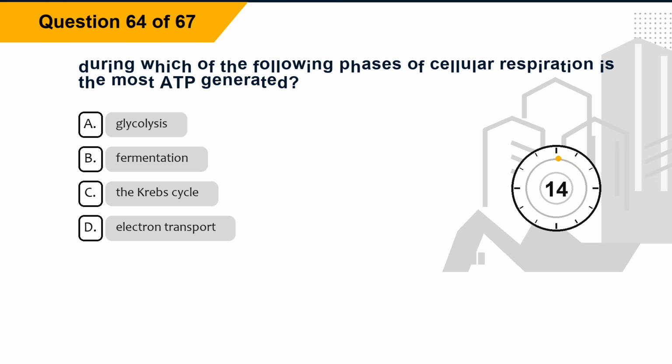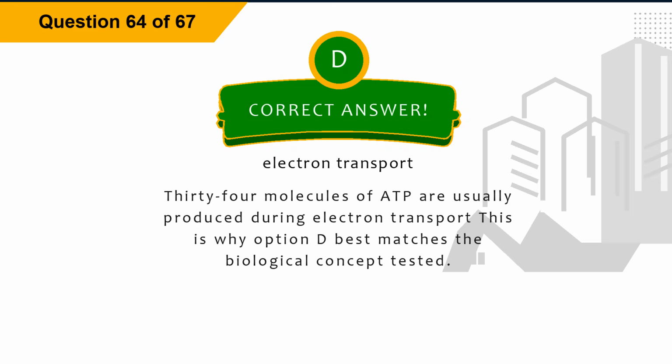Question 64. During which of the following phases of cellular respiration is the most ATP generated? Option A, glycolysis. Option B, fermentation. Option C, the Krebs cycle. Option D, electron transport. The correct answer is option D, electron transport.